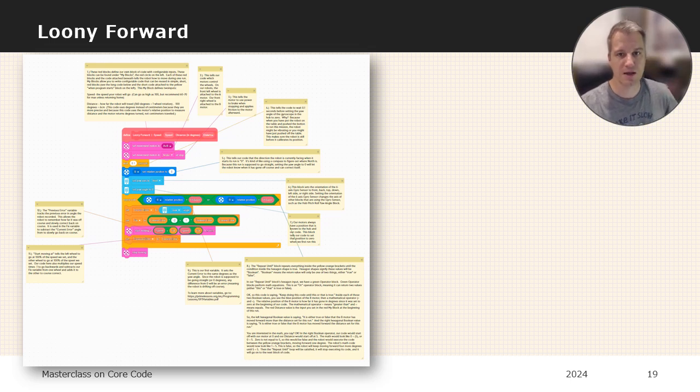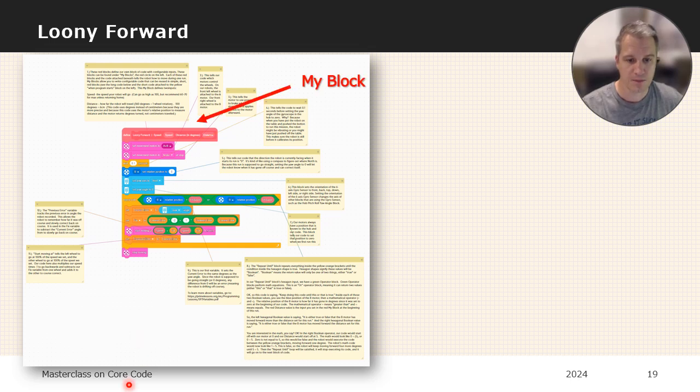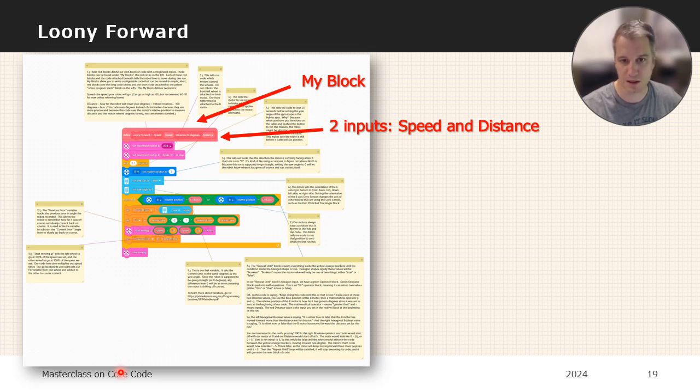Okay, and that's how the Luni forward code works. You can now hopefully understand how your my block works. You understand that you can create your own code with those my blocks. 2, you know how your inputs work. You've got 2 inputs that you created in your Luni forward my block. You've got speed and distance.